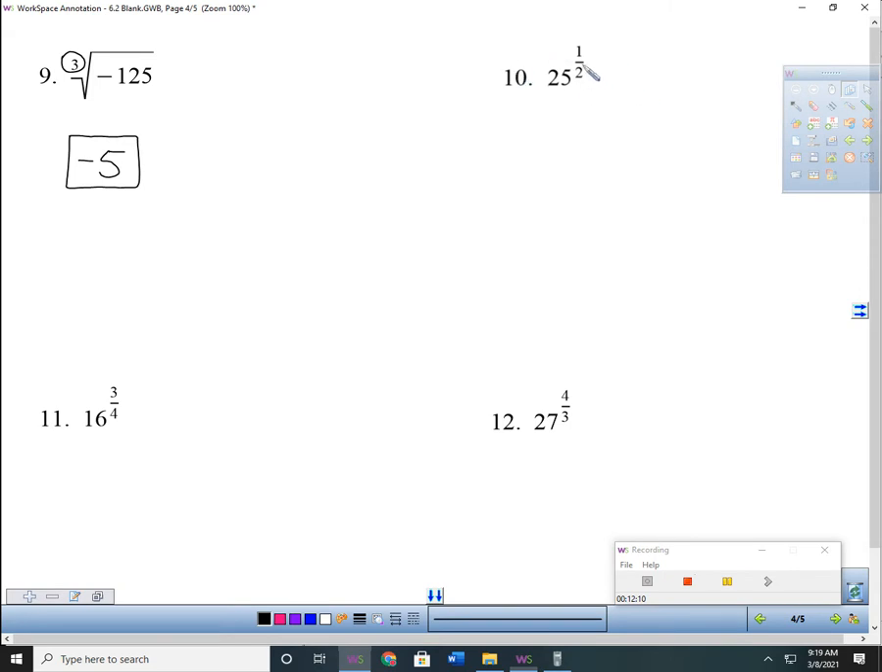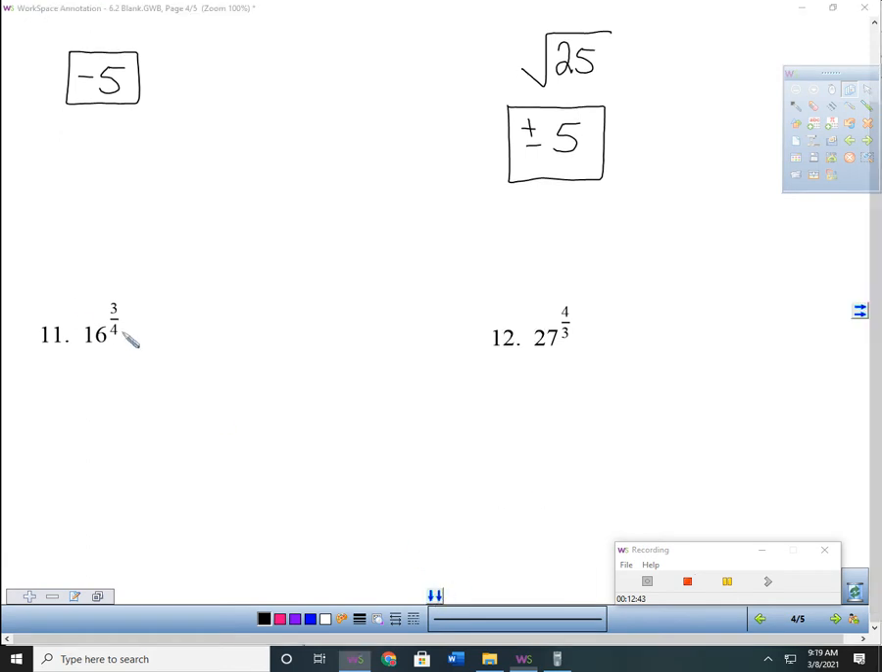All right, on number 10, we're going to go ahead and make this in radical form. So when it's a square root, when that's a 2, you don't have to put the 2 out here because it's just understood to be there. It's like not putting a 1 in front of an A. All right, so I have 25 to the first power. So this is an even root, which means you're going to have 2 answers, a positive and a negative. What number times itself makes 25? 5. So 5 and negative 5.